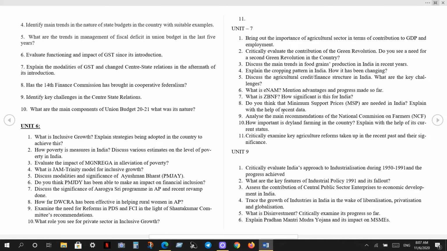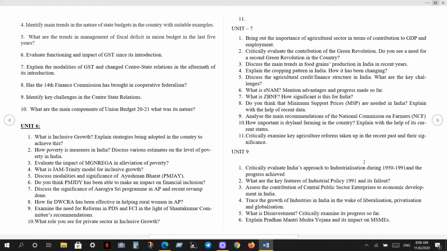MSP has always been an issue. Recently there is a controversy also: what is the formula for MSP and how is it being determined, and whether it is higher than what the National Commission on Farmers suggested or not. Then dryland farming and agri reforms. In fact, the Government of India and the Prime Minister had recently announced agri reforms. You need to include that even if it is not asked directly.